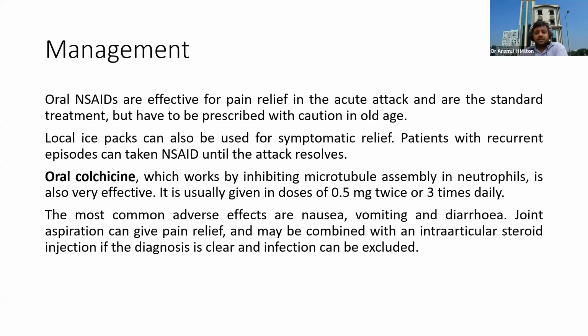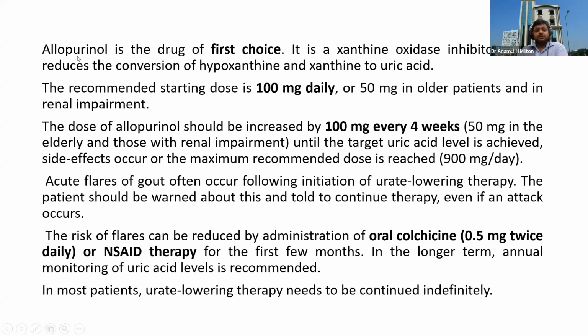So initially, treatment is oral colchicine if there is no contraindication. We can start with 0.5 milligram or 0.6 milligram for 2 to 3 days. Okay, after that we can start allopurinol.